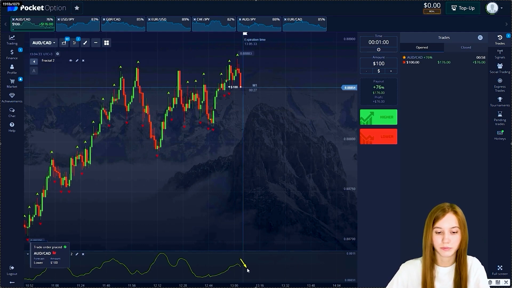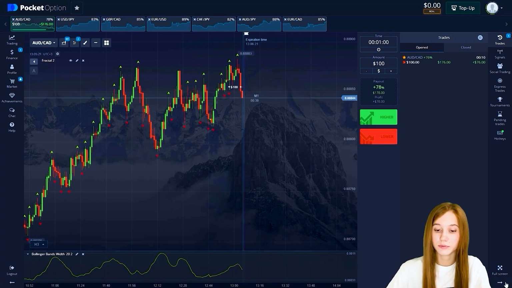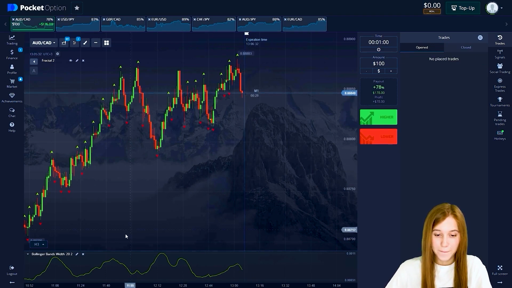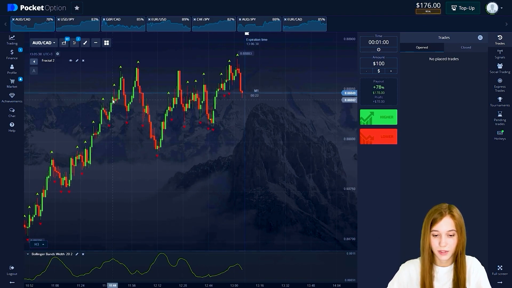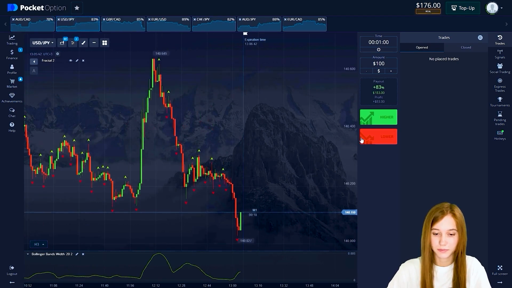For Bollinger, our intensity is falling. We had growth here, quite a relatively sharp increase. Now the trend is falling. We have 7 seconds until the end. Yeah, plus deal. $76 on our balance. And we move on.